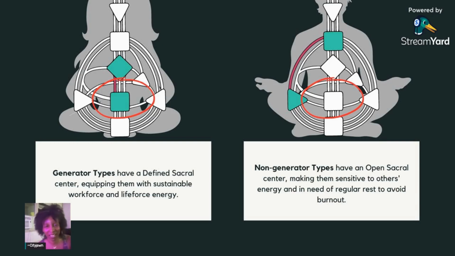This is what gives them that sustainable workforce and life force energy, which is different from non-generator types, which have an open sacral, which makes them sensitive to others' energy in that way. They don't have that energy sustainably to just use for work. They need to borrow it. They borrow it from other generator types when they're in their presence. They need that energy so that they don't burn out.